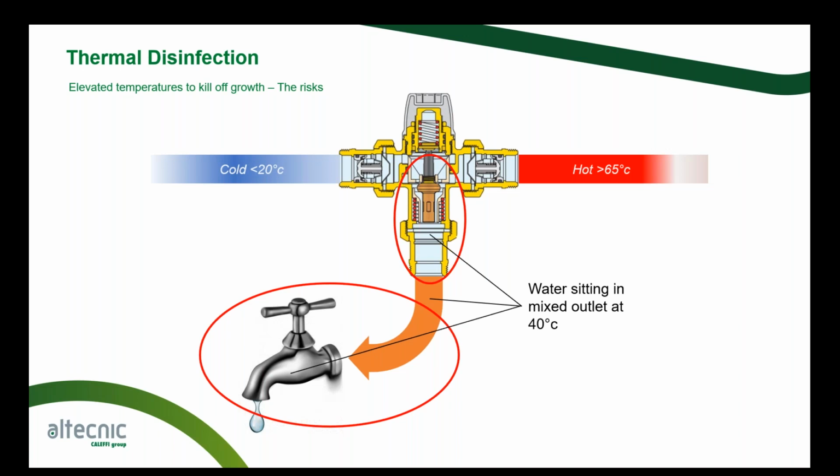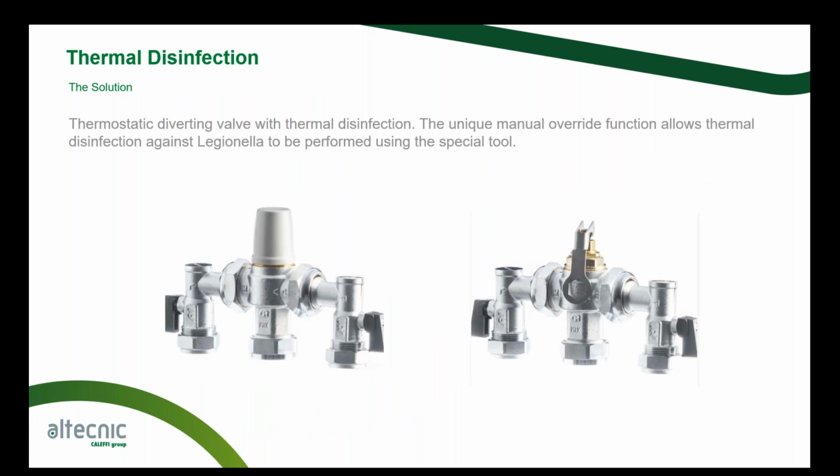Now, remember back to where we were talking about the temperatures. 40 degrees is prime growth temperature for the bacteria to grow. And every time a mixing valve is turned off, if it's not used for any prolonged period of time, we've created almost a dead leg, an area of stagnated water at a temperature where the bacteria is happy to start growing.